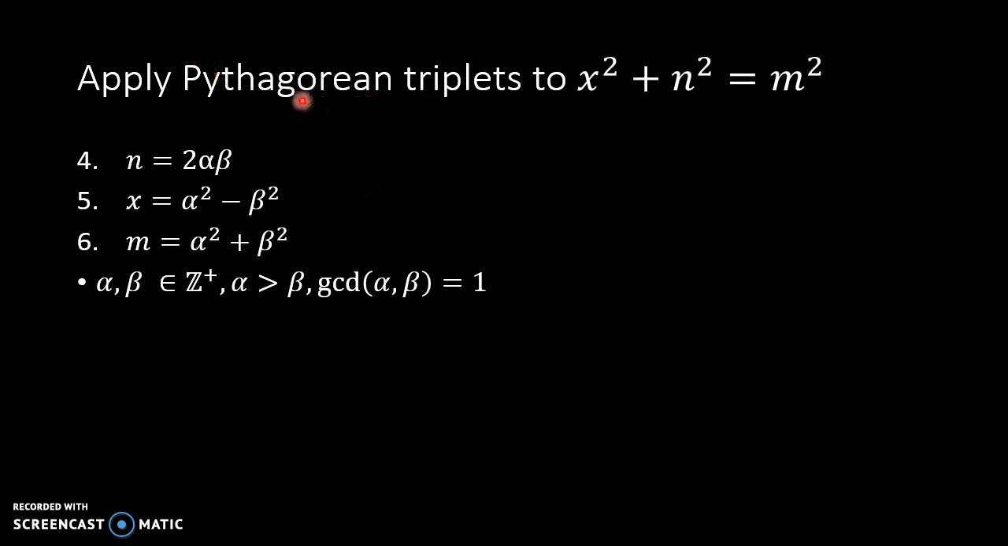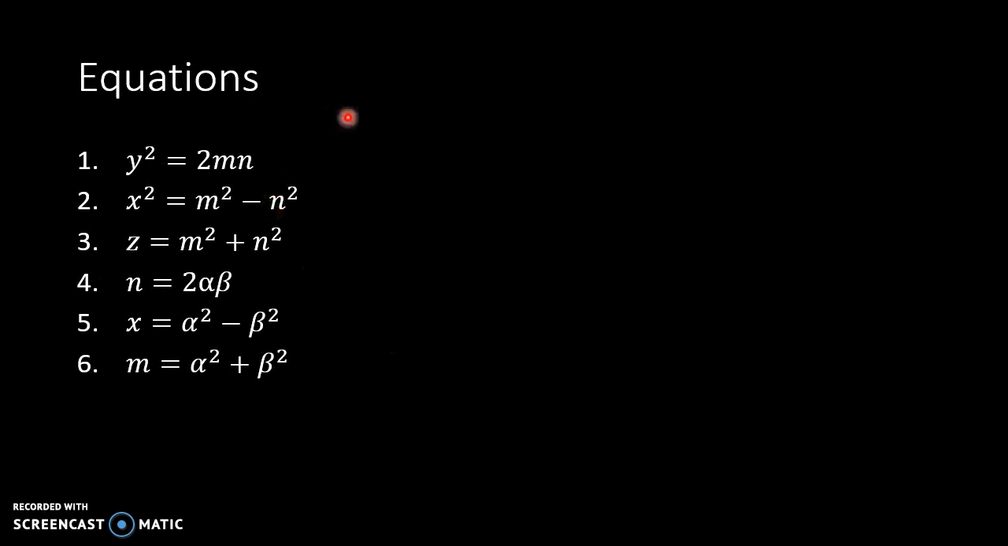We'll notice that we can again apply the Pythagorean triplets to this equation. If we do so, we find that n equals 2 alpha beta, x equals alpha squared minus beta squared, and m equals alpha squared plus beta squared, where alpha and beta are positive integers, alpha is greater than beta, and the GCD of alpha and beta equals 1. Now we have the following 6 equations. Equations 1, 2, and 3 give you x, y, and z in terms of m and n, and equations 4, 5, and 6 give you n, x, and m in terms of alpha and beta.